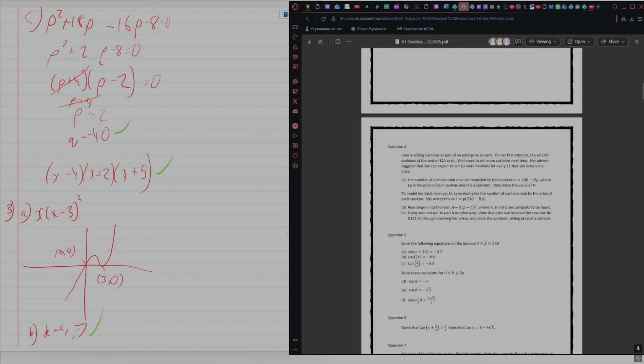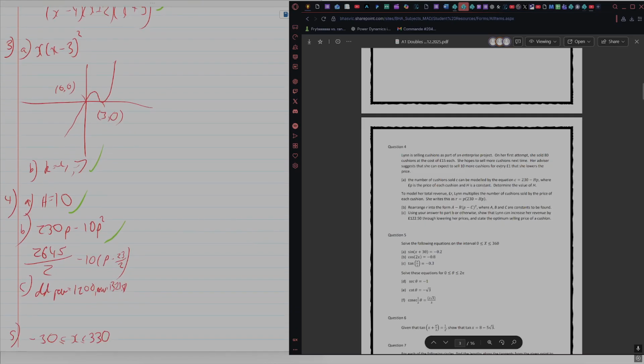Alright, this question, I don't know why they're doing this again. They're doing another question on revenue. You're just substituting stuff in here, I think. Because they're expecting to sell 10 more cushions for every £1 they spend, which means it would just be 10, the gradient. And then you multiply by p to get the revenue, which actually tells you to do this time. And then you have to complete the square, which is really annoying, especially when they put it in this form.